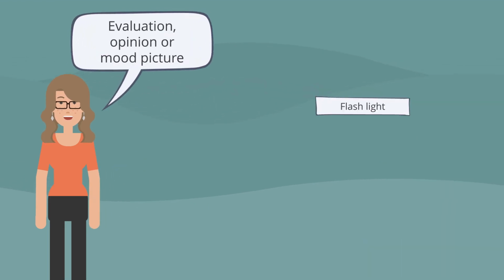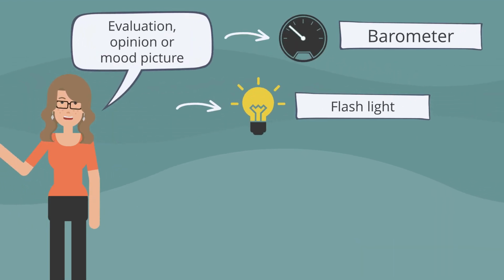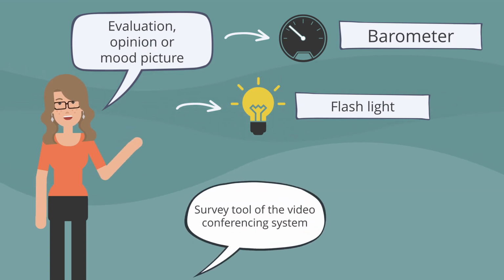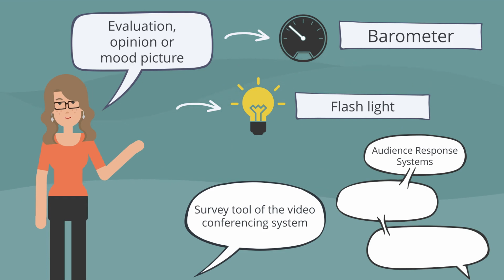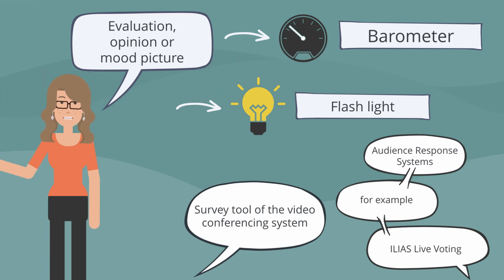A flashlight or a barometer can be used for a short interim evaluation, opinions on a topic, or also for a mood picture. The survey tool of the video conference system or audience response systems such as the ELIAS live voting at JLU can also be used here.